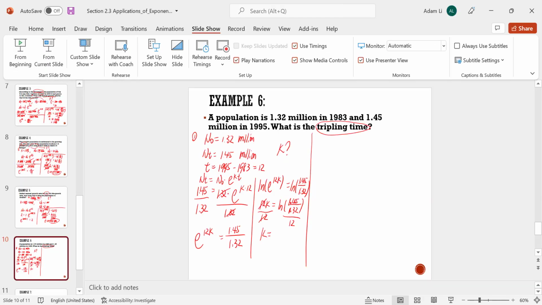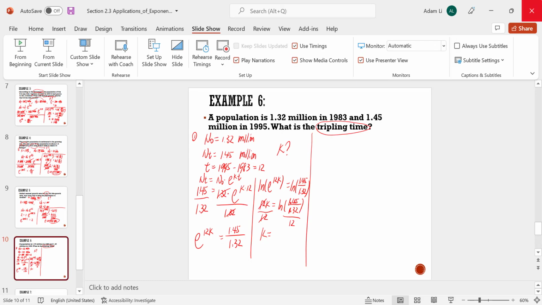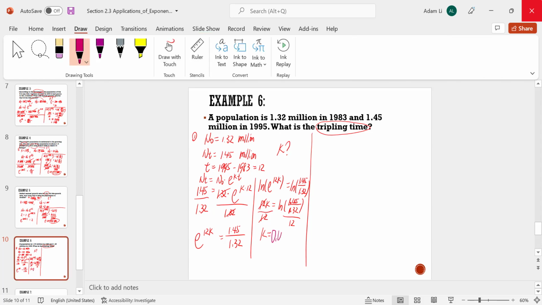Okay, so this is 0.0078, and we're gonna turn it into a percent. No, actually, more decimals are better. So maybe a couple more. 0.0078277, 0.00782765. So the k is 0.00782765.